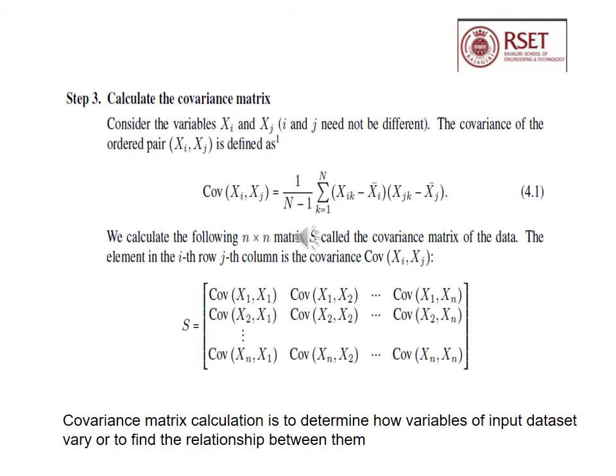The covariance matrix can be defined as S, equal to covariance of x1 x1, x1 x2, up to x1 xn, then down to covariance of xn x1, xn x2 and xn xn. The covariance matrix calculation is to determine how the variables of the input data set vary, or to find the relationship between them.